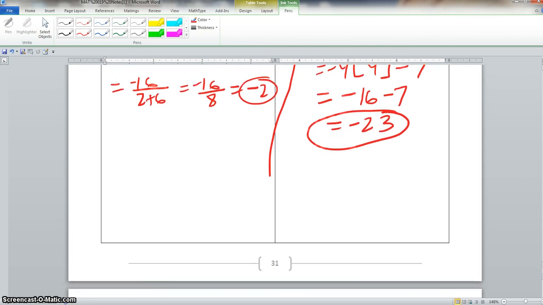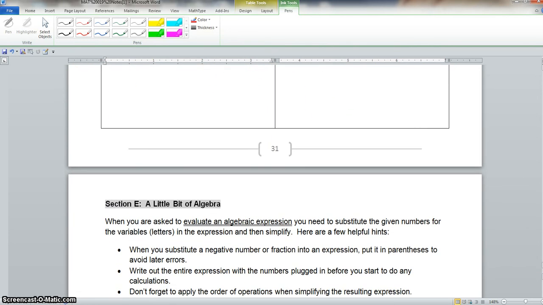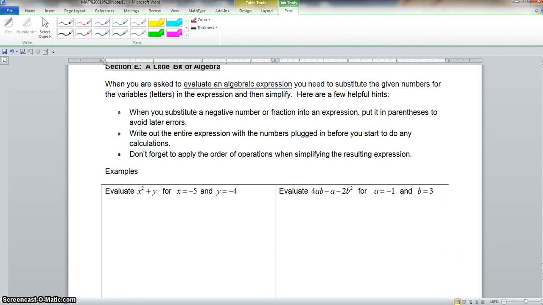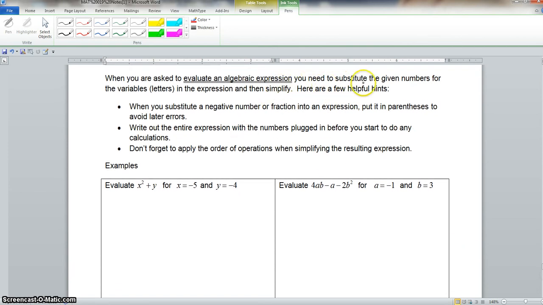Now, we go on to the next page. It says a little bit of algebra. When you are asked to evaluate an algebraic expression, you need to substitute the given numbers for the variables, letters in the expression, and then simplify. Here are a few helpful hints. When you substitute a negative number or fraction into an expression, put it in parentheses to avoid later errors. Write out the entire expression with the numbers plugged in before you start to do any calculations. Don't forget to apply the order of operations when simplifying the resulting expression.